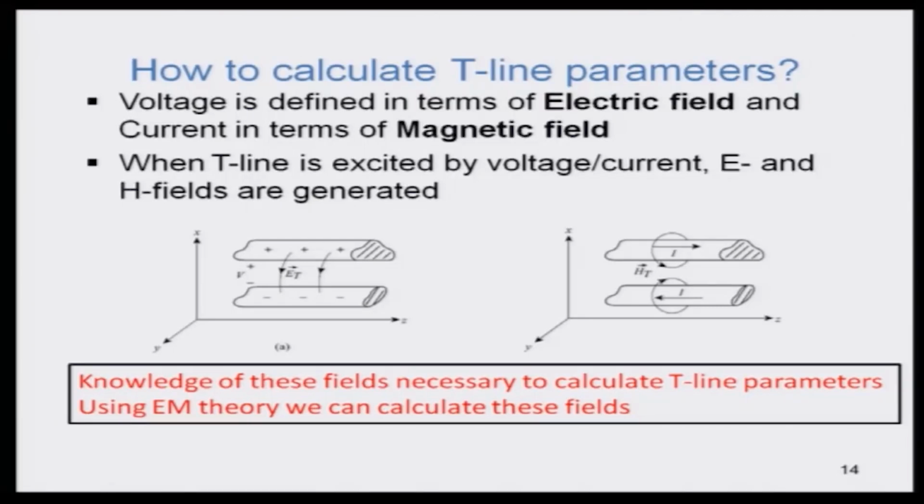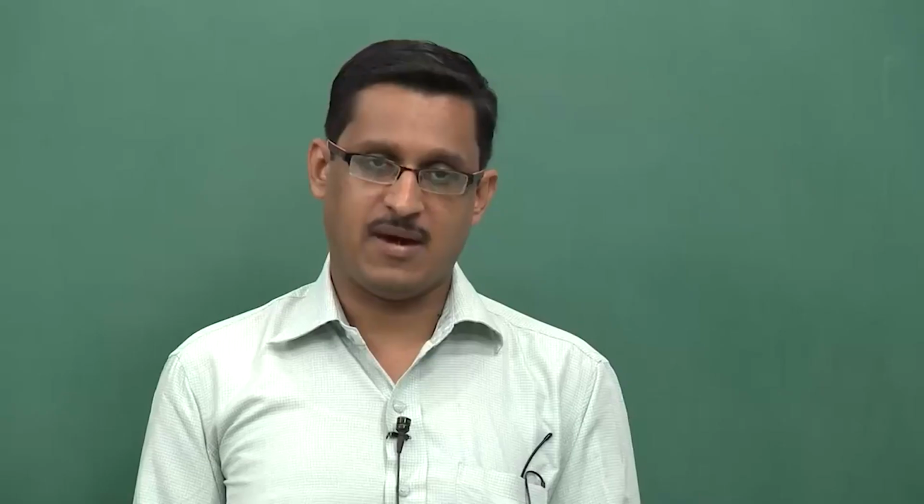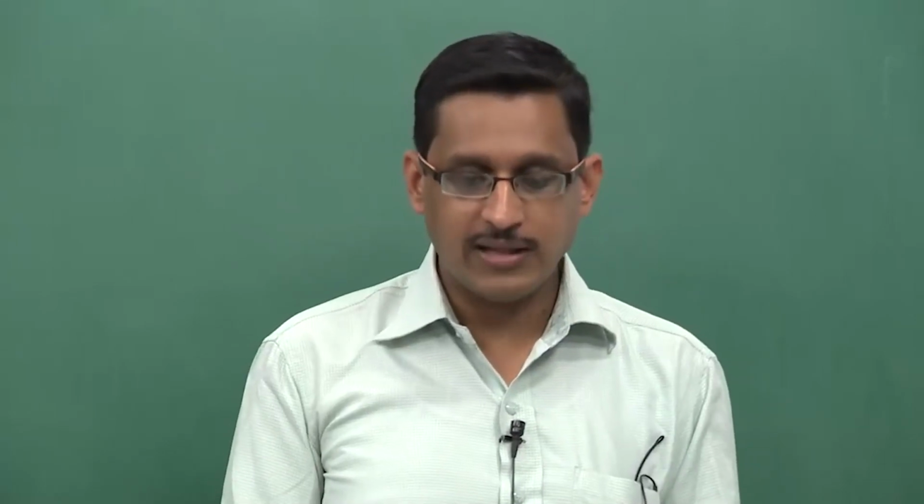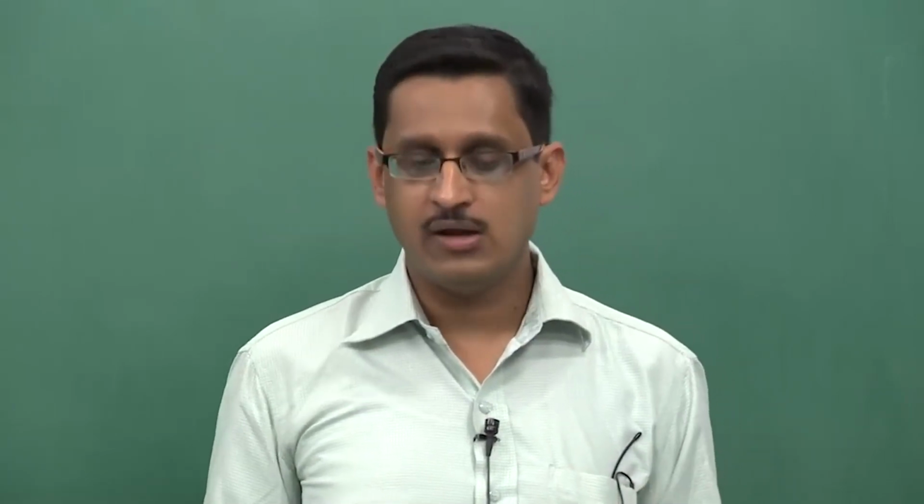Electromagnetic theory tells us how voltage is related to the electric field, how current is related to the magnetic field, and these relationships in turn give us the relation for a resistor. They also give us the relationship for an inductor and a capacitor. This is how we can model the physical phenomenon that we have so far discussed.